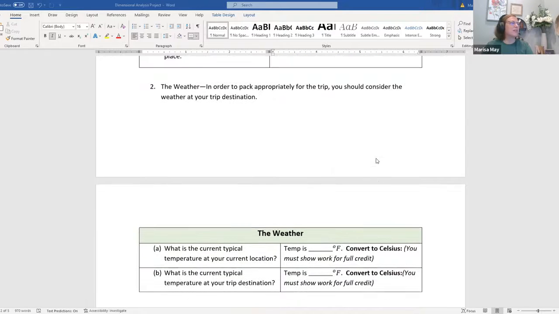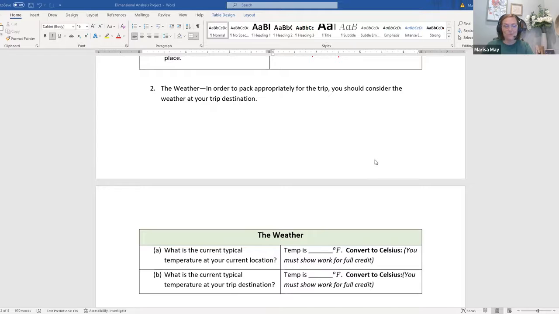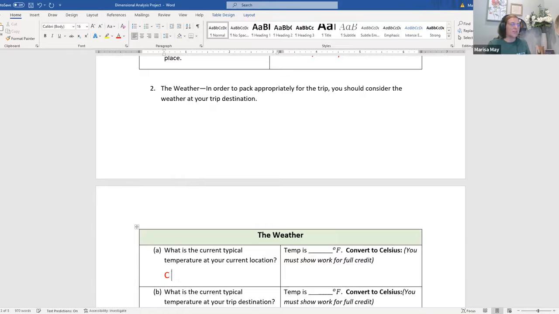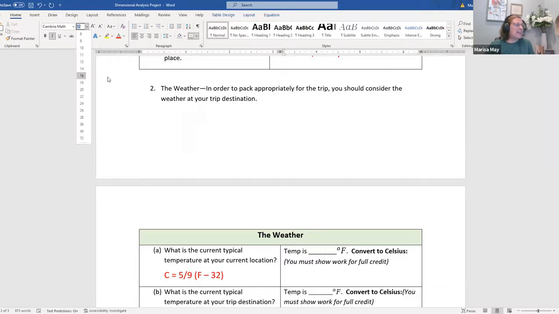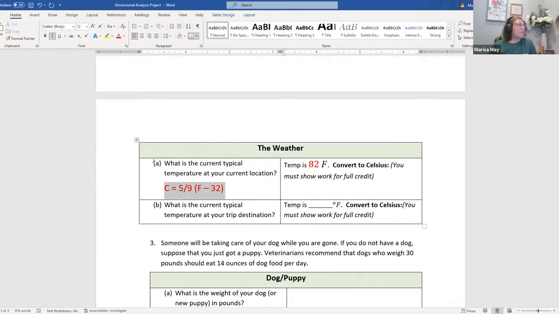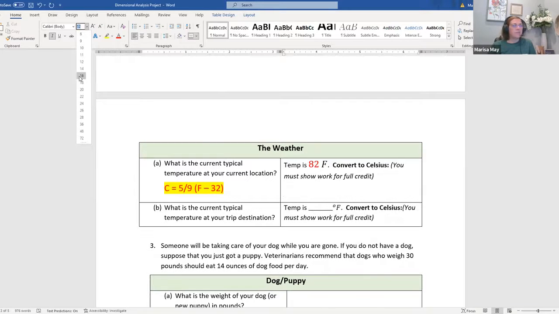All right, friends. So we're going to spend some time on weather now. And for our weather, we are going to be looking at what the typical weather is for this time of year for you. So for me, where I'm at in Houston, Texas, today it's about 82. Okay. So what I'm going to do then is convert this to Celsius. Now in red here, I have put the formula you will need for that, where C is for Celsius and F is for Fahrenheit.